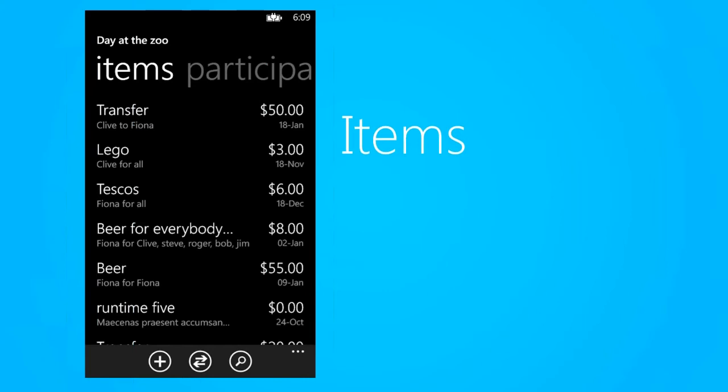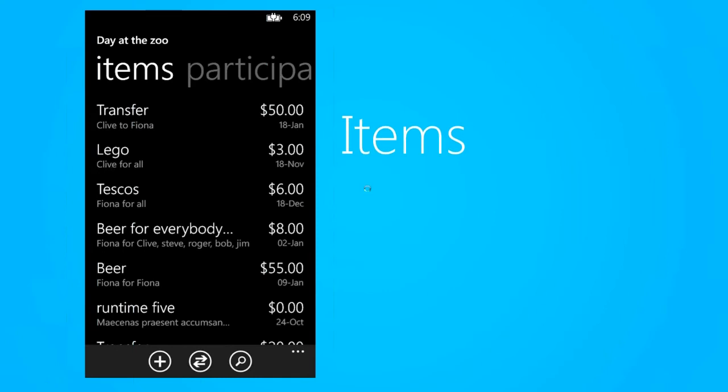So I think this is pretty straightforward. The most important things are what was the item, how much money was involved, and then secondarily, the date that it happened and all the people who were involved in the transaction. There's ample padding between each one of these items. I think it's pretty clear, it's pretty obvious. The only thing I would suggest is maybe underneath here it says the people that were involved, Clive for all, Fiona for Clive.